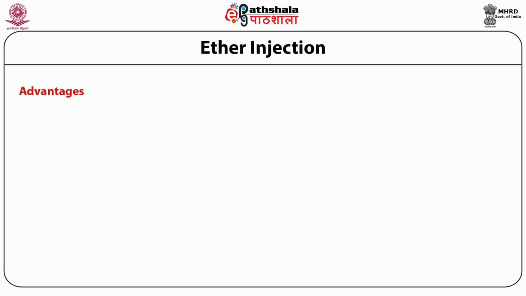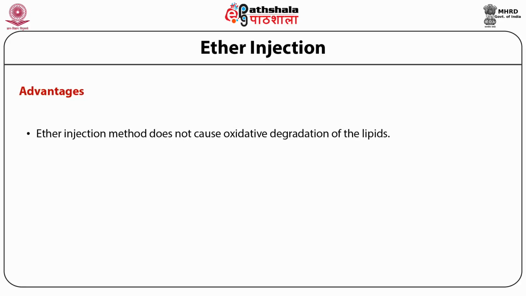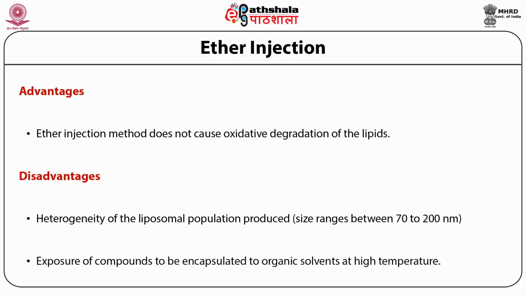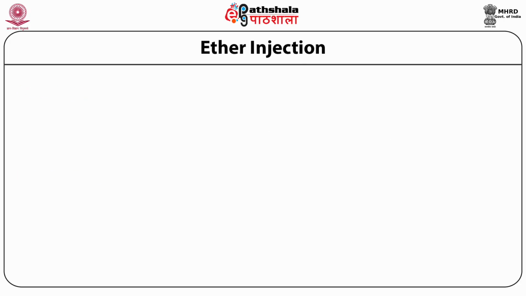Advantages of this method: the ether injection method does not cause oxidative degradation of lipids. Disadvantages of this method are the heterogeneity of the liposomal population produced, with size ranging between 70 to 200 nanometer. Another disadvantage is the exposure of compounds to be encapsulated to organic solvents at high temperature. Process variables affect the efficiency of this method, and one should be very cautious regarding these process variables.